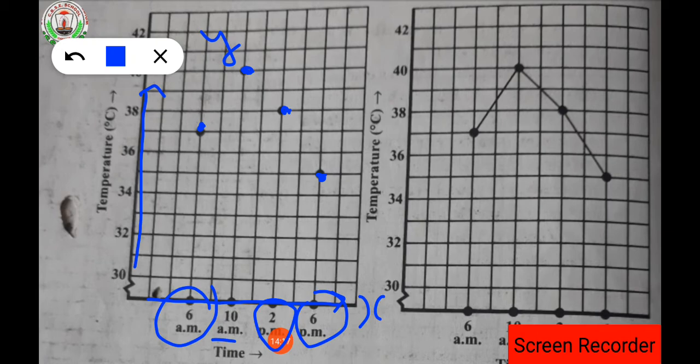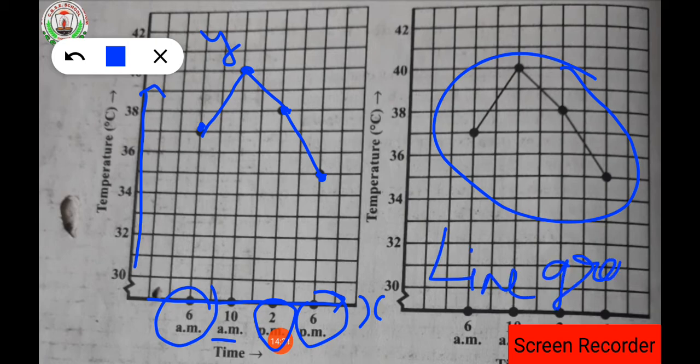Then what we have to do is join these dots. While joining the dots, a line will be formed, this line. So this kind of graph is said to be a line graph. Clear everyone? Now the next one will be a linear graph.